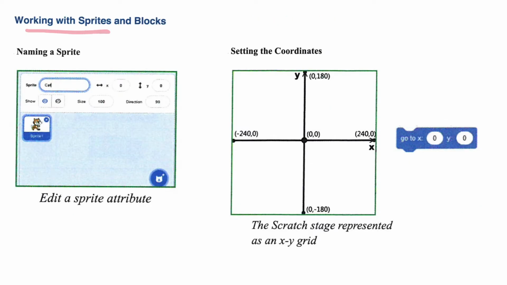Working with Sprite. Every Scratch project must contain at least one sprite. And we should always give a meaningful name to every sprite, such as we can rename a sprite right here. We can also make it visible or invisible by turning on or off this Show button. The coordinates, the direction, and the size of the sprite are also displayed right here.